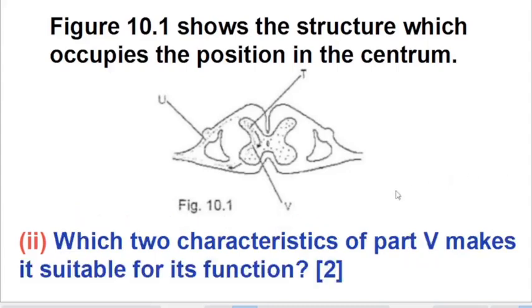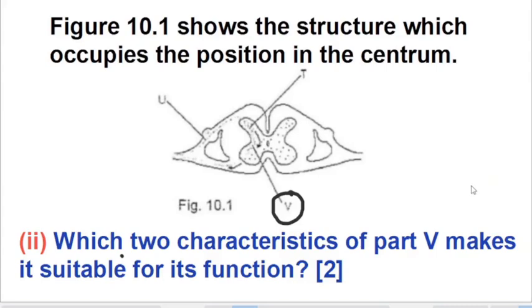We now move on to another question. The question reads, which two characteristics of part V make it suitable for its function? The part V they are talking about is this part. When you look at this part V, this is the distal end of the axons. The characteristics that make it possible for this part to perform its functions are many, so I'm just going to state two.